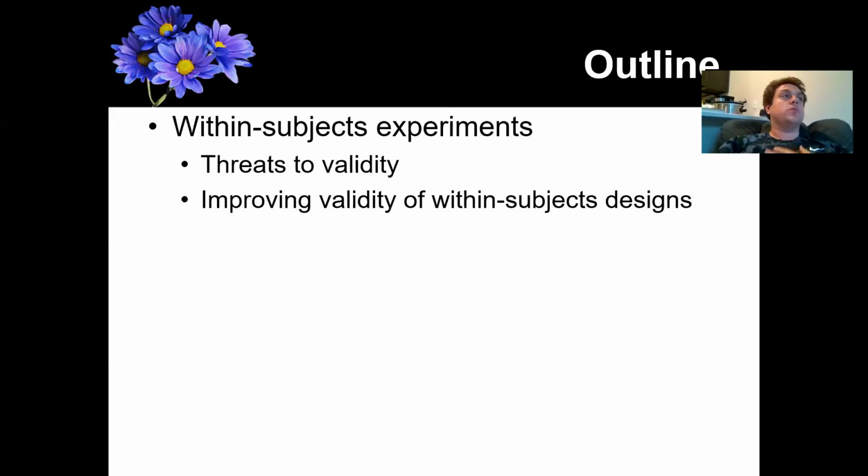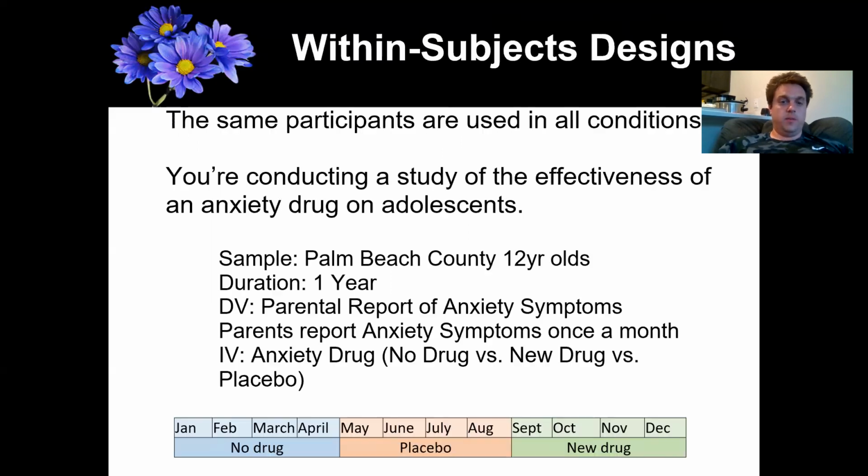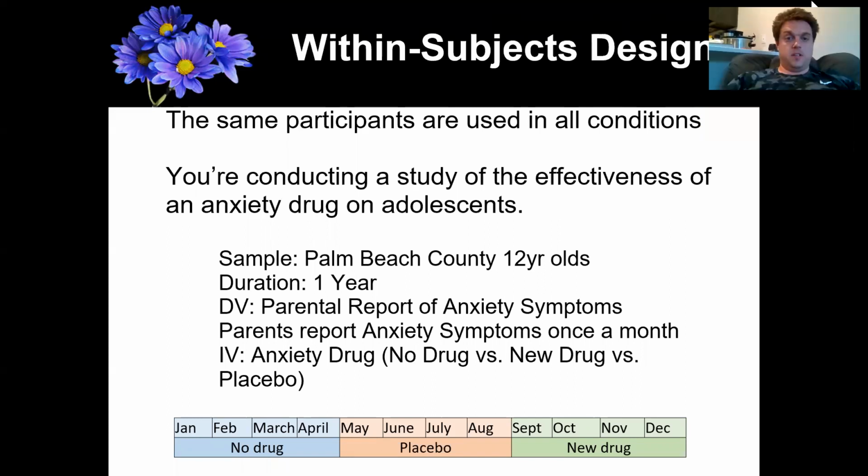Okay, so before we go into them, let's look at, logically, what might be a problem with a hypothetical study, and that'll prelude these potential confounds, potential threats to validity, that we're going to talk about. So let's say we ran a within-subject design examining the effectiveness of a new anxiety medication for adolescents. So you recruit some 12-year-olds with their parents' consent.